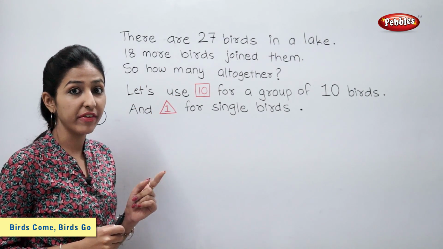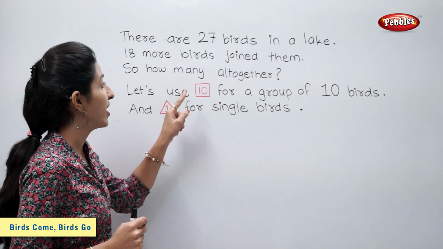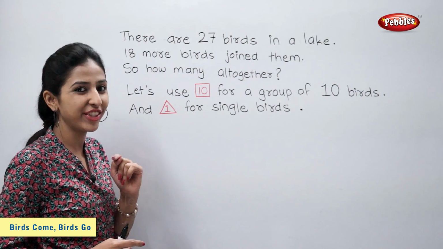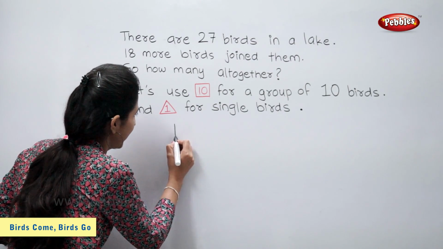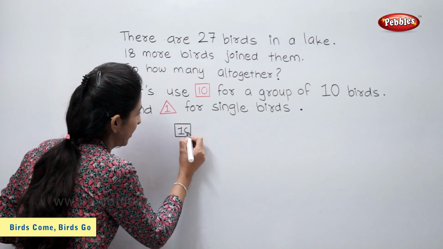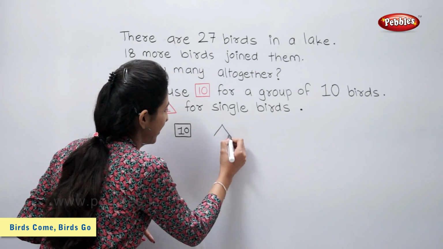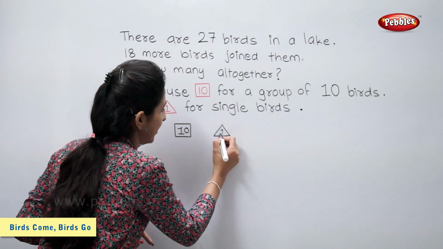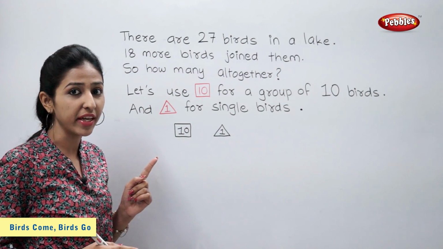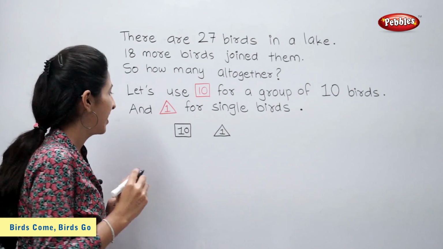Let's write 27 using tens and ones. Remember students, we have to use a square for tens and a triangle for ones. Let's write. Square for tens, triangle for ones. Now let's write 27. 27 means 2 tens and 7 ones.